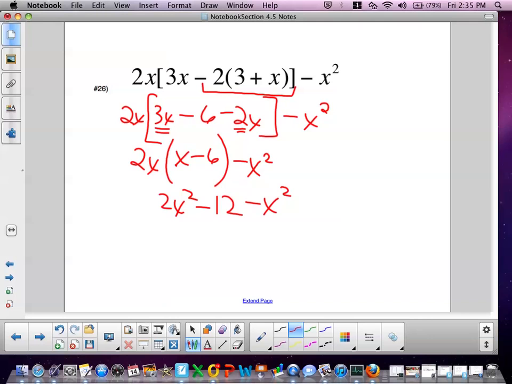Now I have an expression without grouping symbols. I've eliminated everything in proper order, so now you analyze for like terms. 2x squared minus x squared, combining their coefficients of positive 2 and negative 1, leaves me with just positive 1, but you would simply write it like this, x squared minus 12.